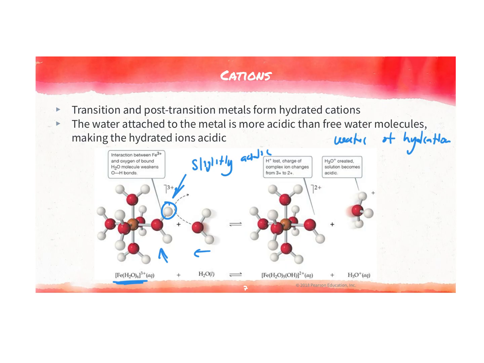And so you're left with this new hydrated metal where you have 5 waters and then 1 OH now, and then this is H3O plus. And so transition and post-transition metal cations, you add them to water, they're slightly acidic.